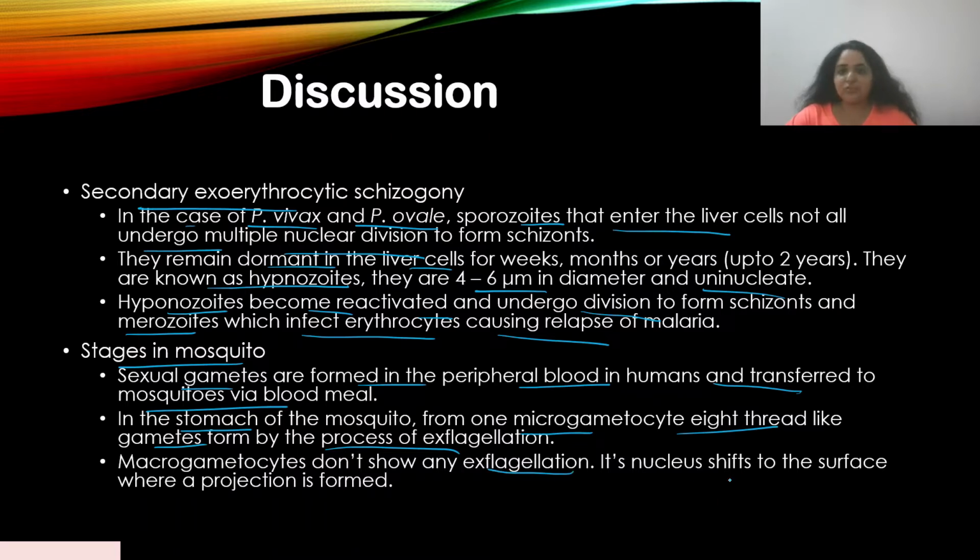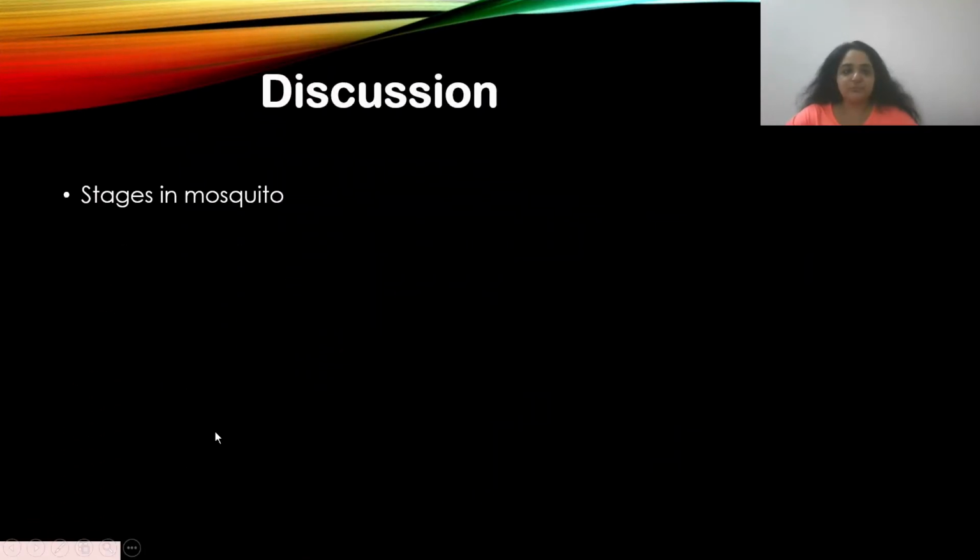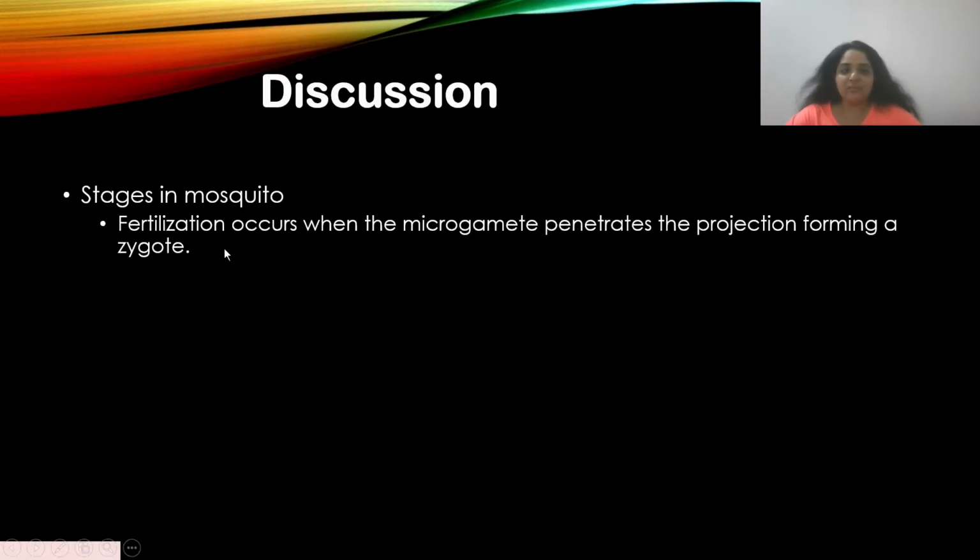So what happens is, in the case of female gametes, the nucleus shifts to the surface where a projection is formed. When the projection is formed, fertilization occurs when the microgamete penetrates the projection, forming a zygote. So the fertilization is happening in the mosquito.